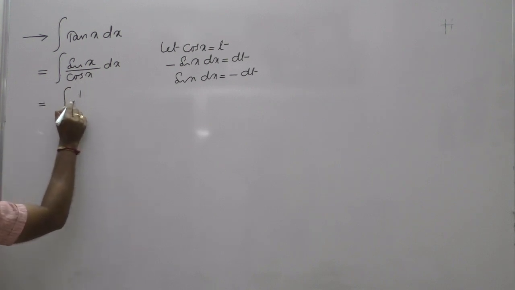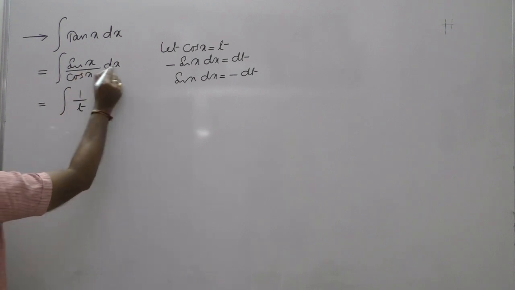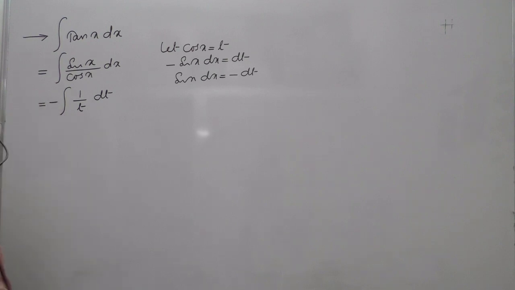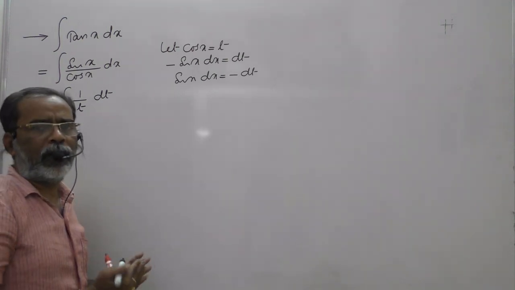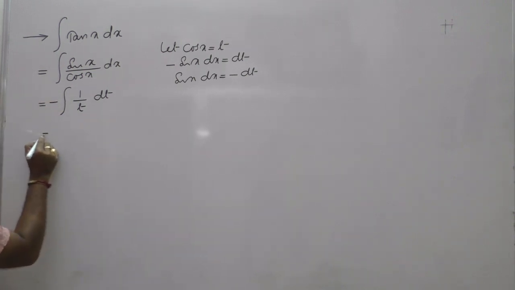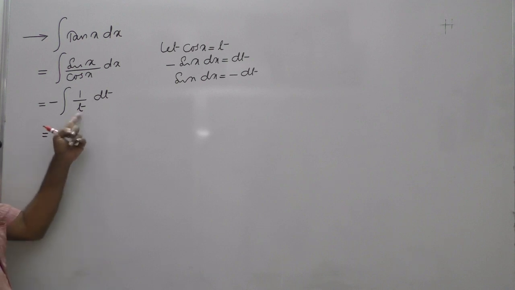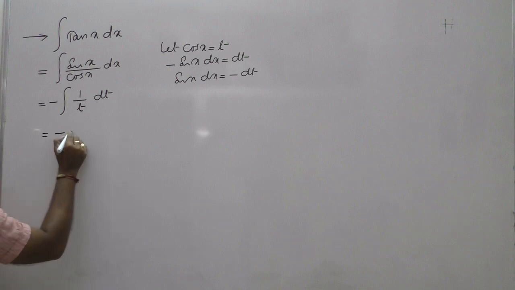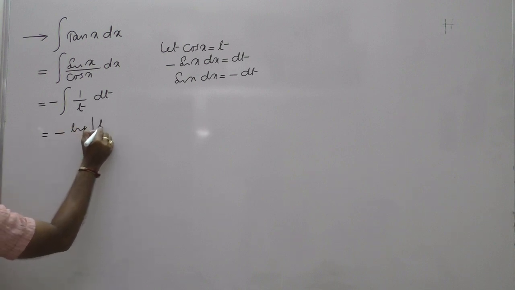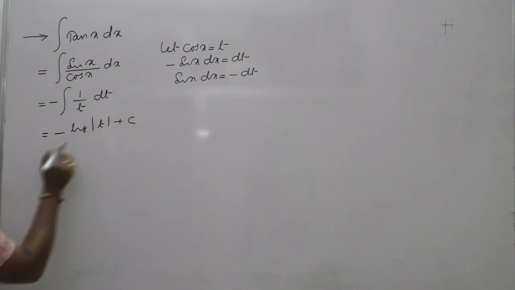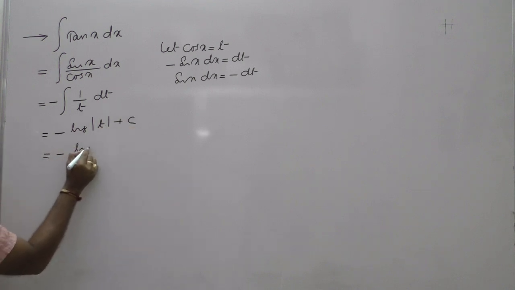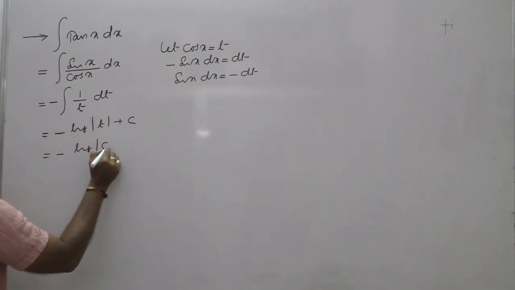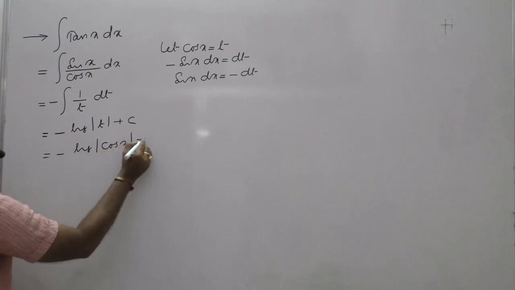Therefore, in this integral we have taken cos x as t, and sin x dx is minus dt. Minus means minus 1, a constant number, which can be written outside. Therefore, this is minus of the integral of 1 by t. The standard integrand 1 by x has integral log of mod x plus c. So it is minus of log of mod t. t is not given in the question. What is our original t? It is cos x, plus c.